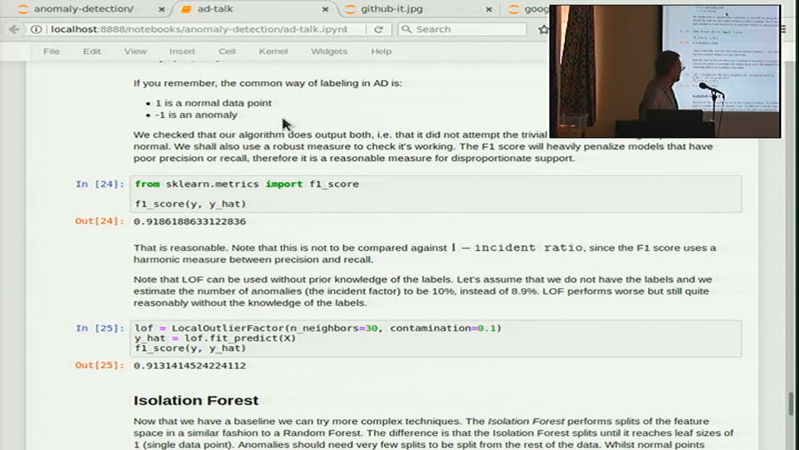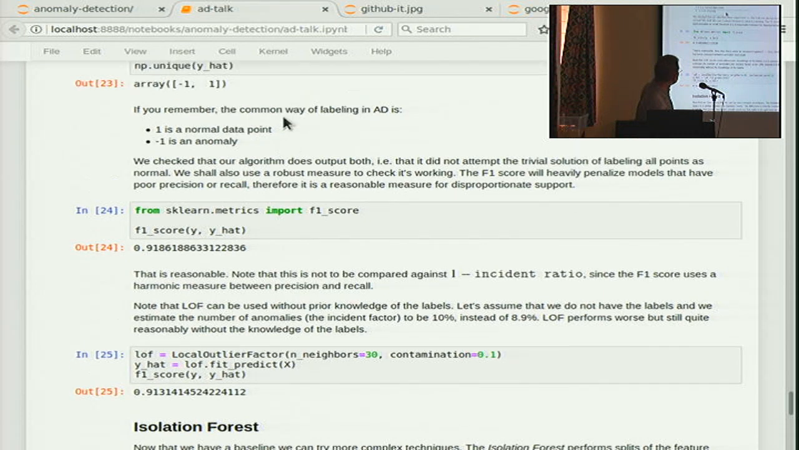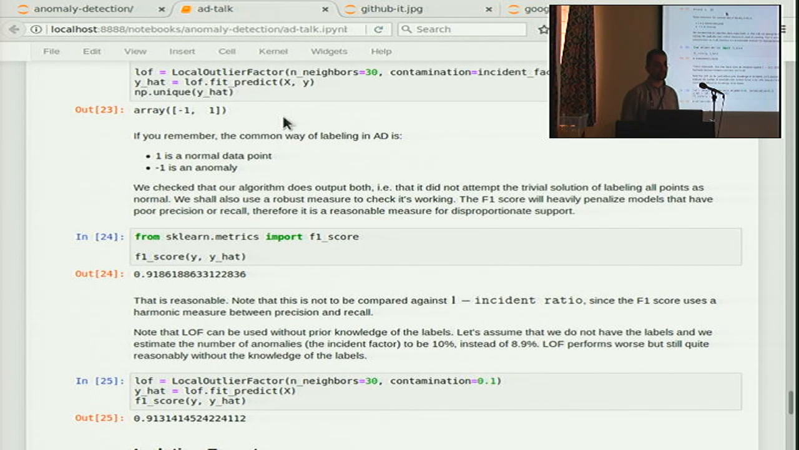Okay, the interesting part is that here is being trained 2 times the local outlier factor. I would allow you to read this on the notebook. At the beginning is being trained as a supervised learning algorithm, and at the bottom is being trained as an unsupervised learning algorithm. So that's an interesting point for data scientists, that most algorithms for anomaly detection work both ways.